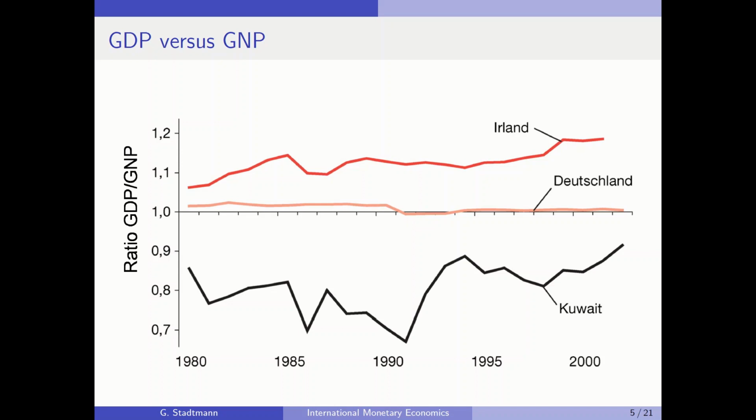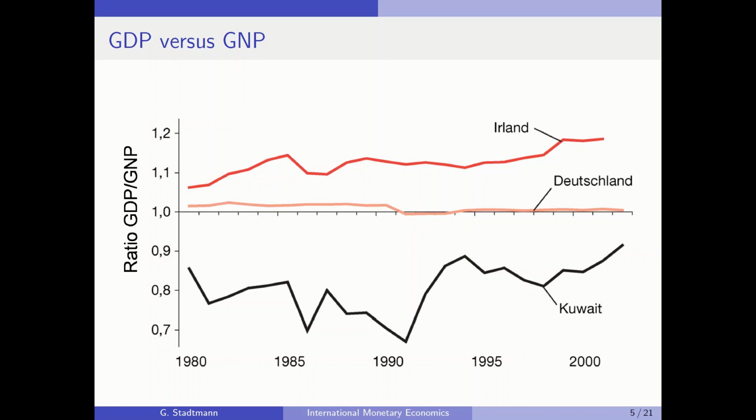The ratio is almost equal to 1 for Germany, so there is more or less no difference between GDP and GNP. But in Ireland, it's a case that GDP is higher than GNP, therefore this ratio is larger than 1, and for Kuwait, this ratio is smaller than 1. In Ireland, a lot of foreign companies have invested in Ireland. So production in Ireland is relatively high, but to some extent this is transferred back to the different countries so that the GNP in Ireland is smaller than the GDP.